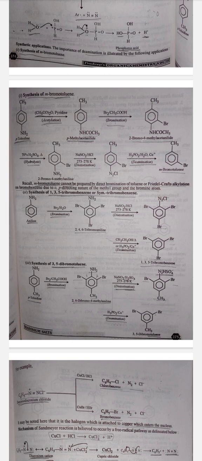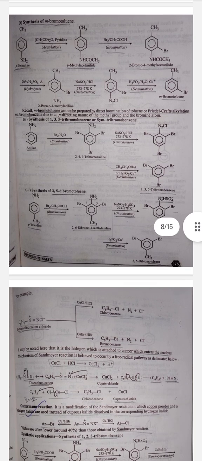Recall, metabromotoluene cannot be prepared by the direct bromination of toluene or Friedel-Crafts alkylation of bromobenzene, due to the ortho and para directing nature of the methyl group or bromine group. Second, synthesis of 1,3,5-tribromobenzene, or symmetrical tribromobenzene. Third, synthesis of 3,5-dibromotoluene. It may be noted here that it is the halogen attached to the copper which enters the nucleus.